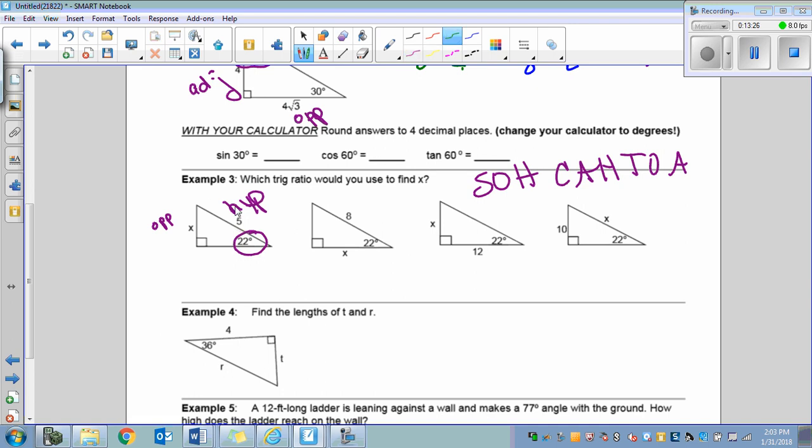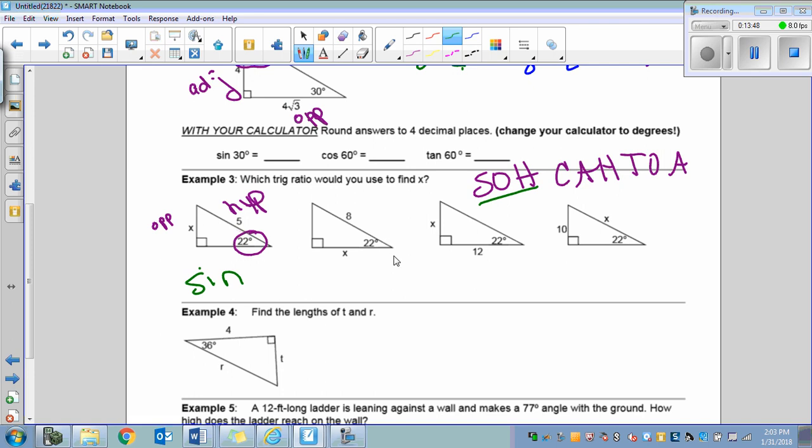And which trig function uses the opposite and hypotenuse? Tangent doesn't have a hypotenuse. Cosine has adjacent and hypotenuse. There's no adjacent side here. It doesn't help me. So it has to be sine. Sine uses the opposite side and the hypotenuse.